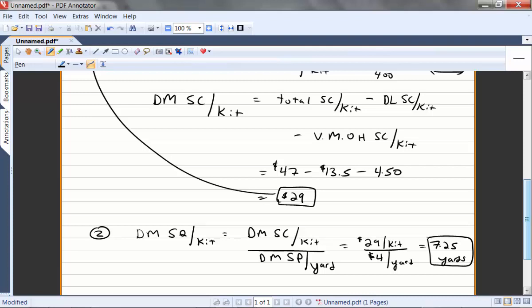And let's see, does that make sense? Yeah. So yards per kit. Even the units work out, right? Because we have $29 per kit divided by $4 per yard. It's the same thing as multiplying by yards per dollar. The dollars cancel, and we get 7.25 yards per kit. So even the units work out.